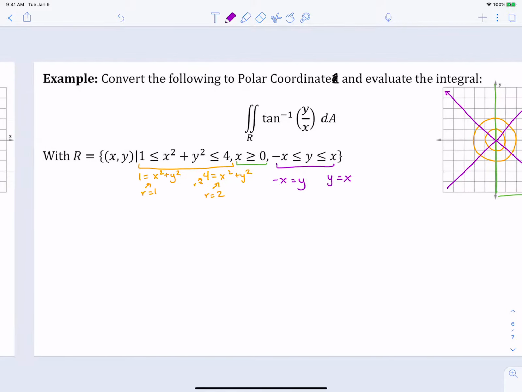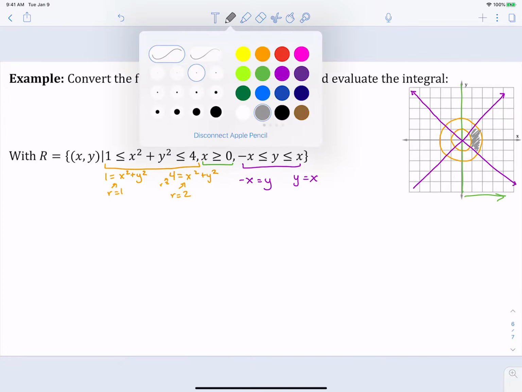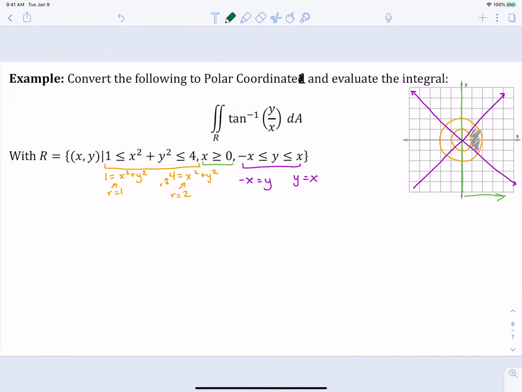We've got to be positive x values. We've got to be in between our donut here and in between those linear functions. Actually, let me do a slightly less obtrusive color here. So that's our area that we're going to integrate over. That's our region. So what is that in terms of polar coordinates? Again, if we're looking at the radius here, it's going from 1 to 2. And then our angle is going from, what is that? That's negative pi over 4, and it's going to pi over 4.